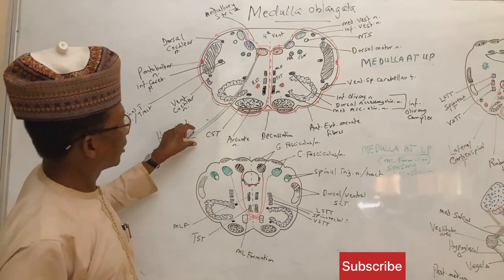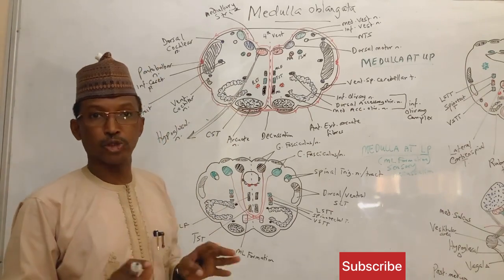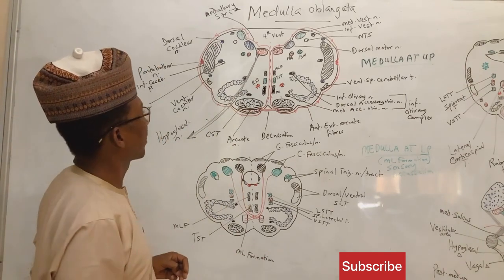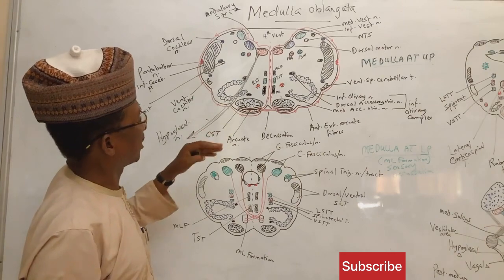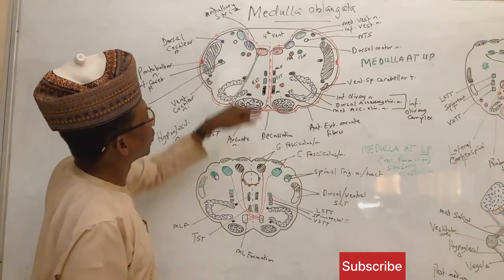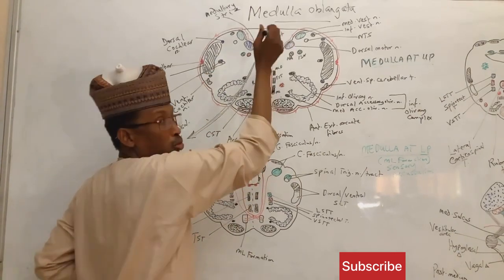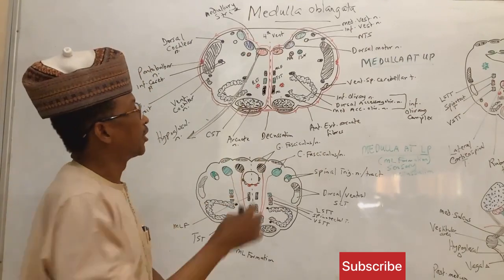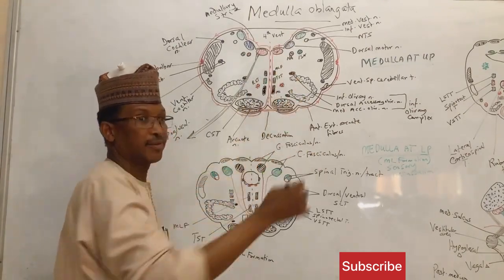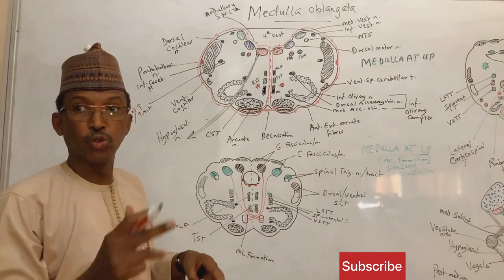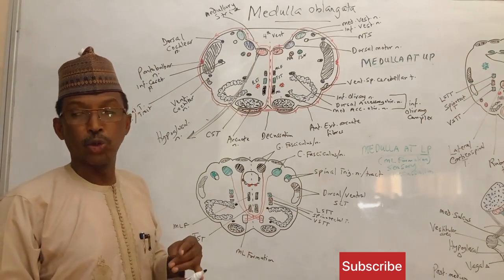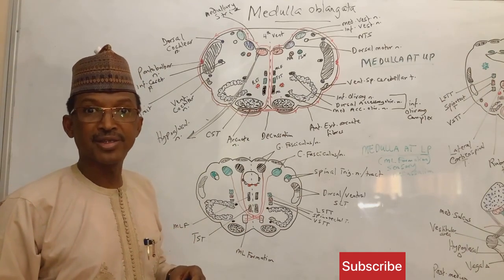So this hypoglossal nerve supplies the muscles of the tongue. We have already discussed that. So it goes there to supply the tongue. So the next nucleus is what we call dorsal motor nucleus. This dorsal motor nucleus connects with 2 cranial nerves. One, the glossopharyngeal nerve. The other one is the vagus nerve.